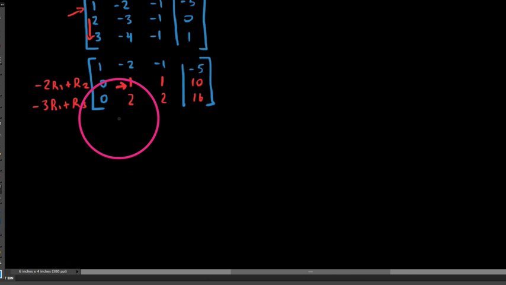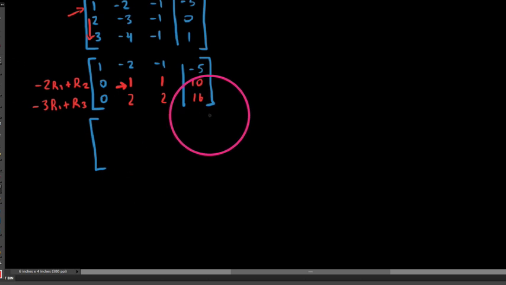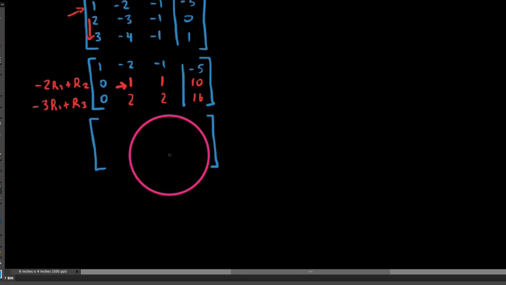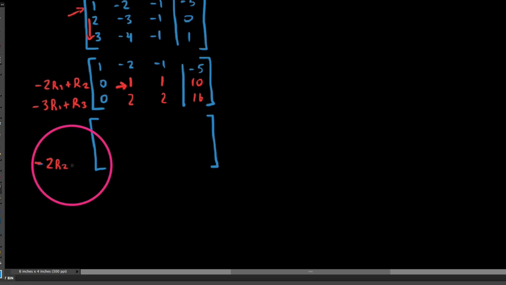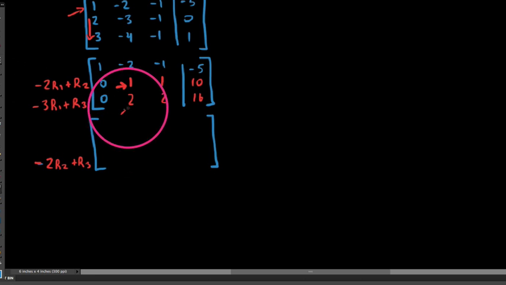Well, now we already have a 1 there. So the neat thing about it is we're going to use that 1 to cancel out the positive 2 underneath it. And remember that what we'd do is multiply by the opposite of this positive 2 and then add it to that row. In other words, we're going to take negative 2 times row 2, to use that 1 right there. We're going to add that to row 3, which should cancel out this 2 underneath it.